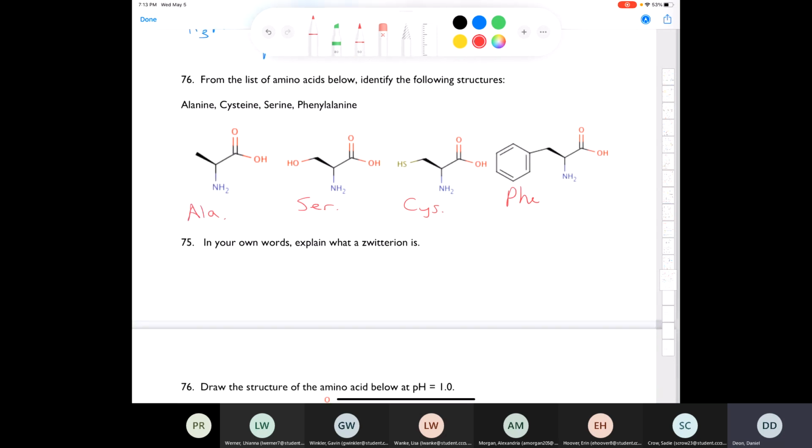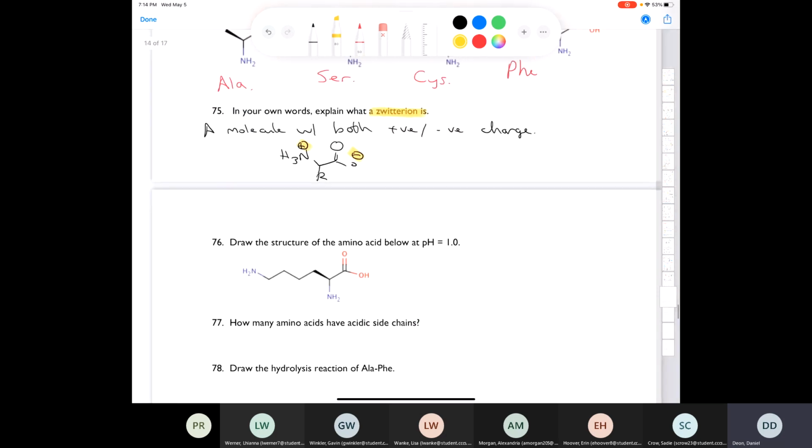The next question is just a little bit of a lesson in German. What is a zwitterion? It's just a compound that's got more than one charge in the same compound. So we'll put here a molecule with both a positive and a negative charge. And what would be an example? An amino acid at physiological pH. So I'll draw a bond line structure of an amino acid like that. So that's a zwitterion. We've got the cation and the anion present in the same molecule.